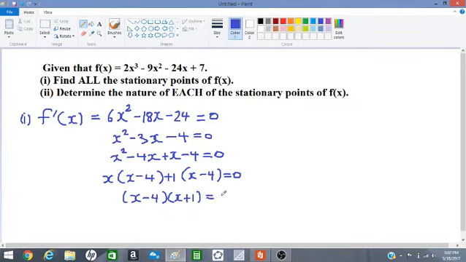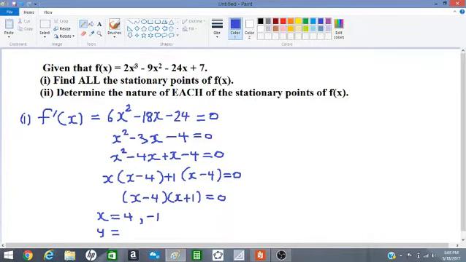is equal to 0. This will give x is equal to 4 when x minus 4 is equal to 0, and when x plus 1 is equal to 0, x is equal to minus 1. So these are two values of x. And when x is equal to 4, we will substitute that into our f of x expression.